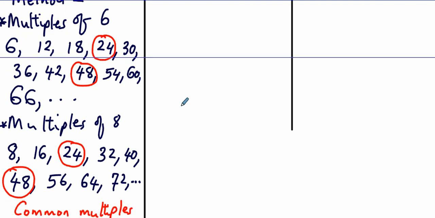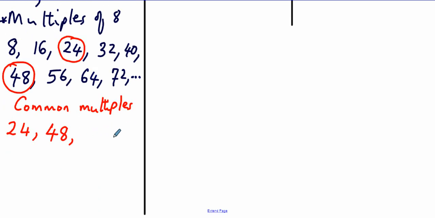Okay. Let us figure out if we can get a few more common multiples. We are here at 48, 54. In multiples of 6, we have 54. But in multiples of 8, we don't have 54. We have 56. Carry on. We have 60 in multiples of 6. Do we have 60 over here? Nope. Cool. Now I have got two common multiples.